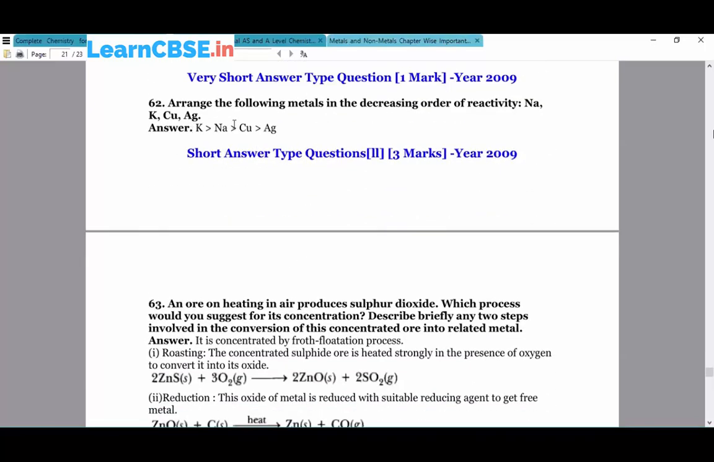Arrange the following metals in decreasing order of reactivity: sodium, potassium, copper and silver. So potassium is the most reactive metal, then sodium, then copper, and last is silver.